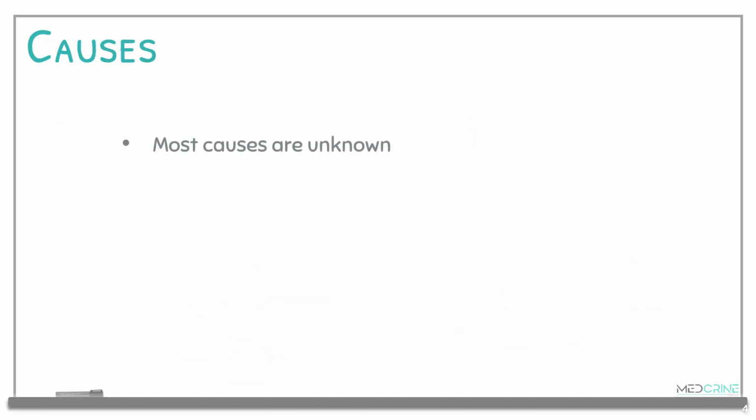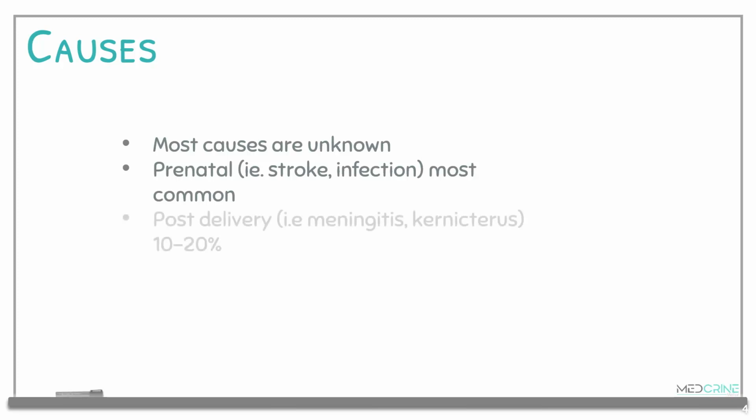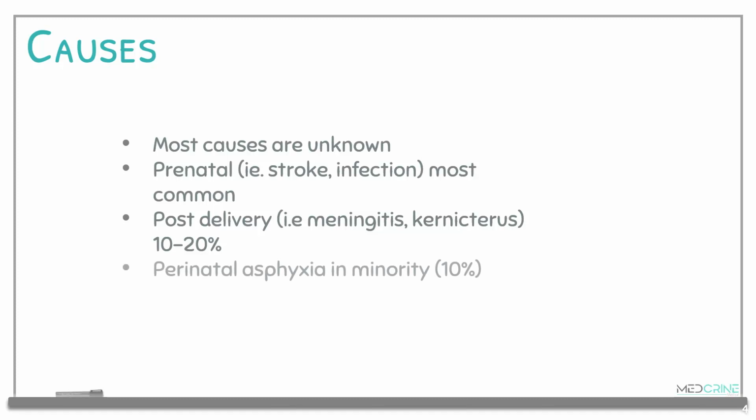The major causes of cerebral palsy remain unknown, but can be associated with prenatal conditions, for example stroke and infection in pregnant mothers, which account for the most common cases. Post-delivery infections, for example meningitis and kernicterus, account for about 10 to 20% of the total cases, and in other cases perinatal asphyxia in the minority can account for 10% of the total cases of cerebral palsy.